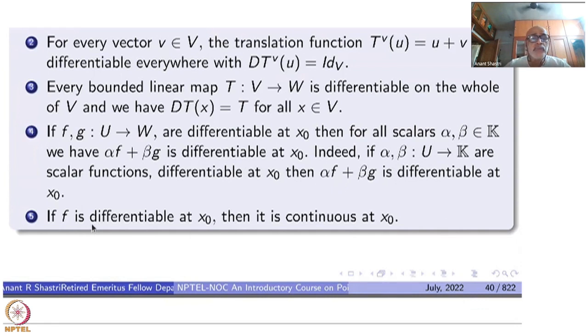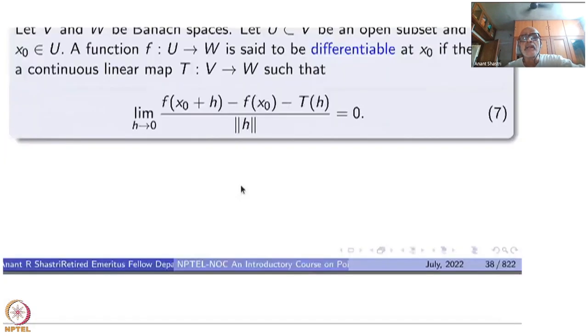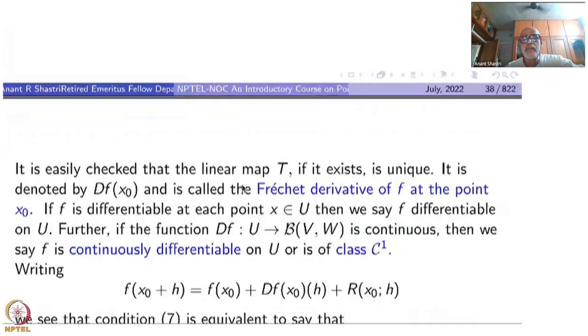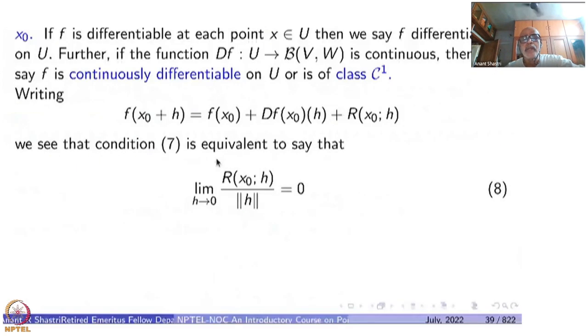So if f is differentiable at x naught, then it is continuous at x naught. Same proof as in the case of one variable. This is one variable calculus after all. The logic, the definition: you can just look at the increment theorem here. You show that if f is differentiable, this rule is true. Now you can show that f is continuous also.